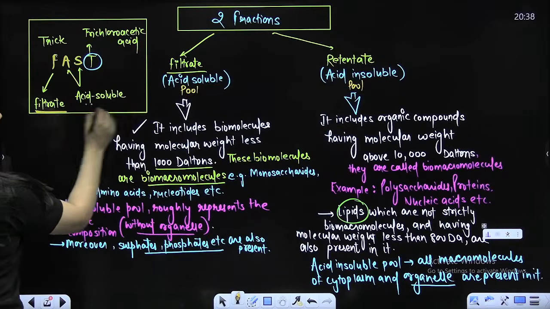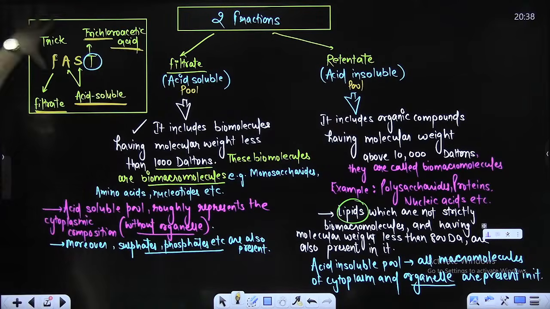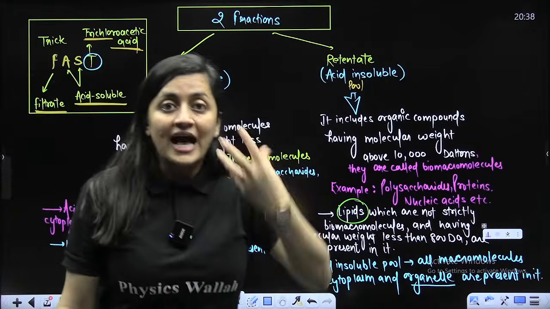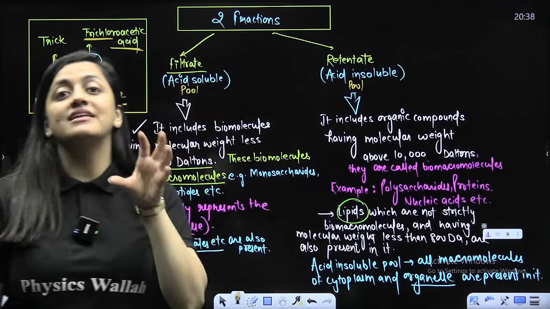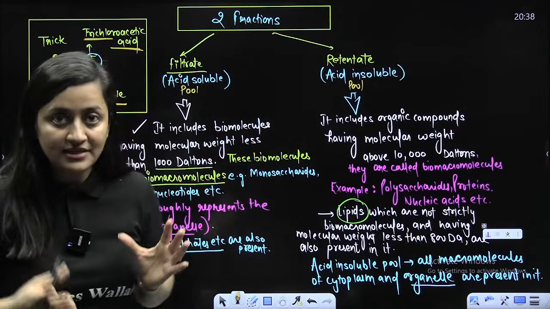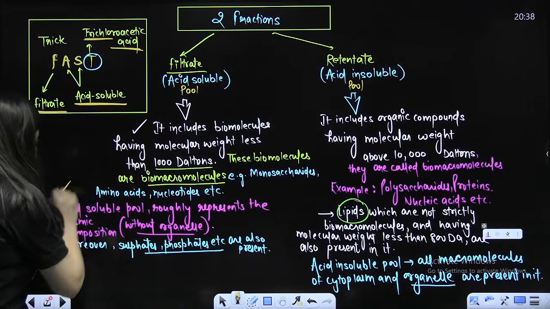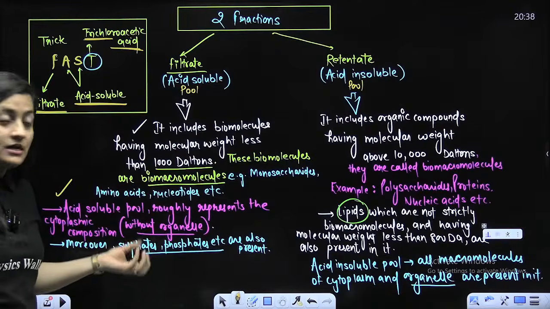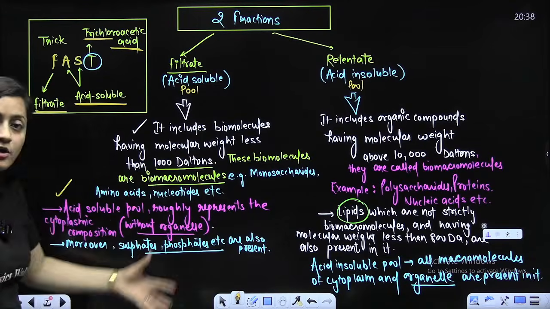That is, the filtrate is acid soluble. Which acid are we talking about? We are talking about trichloroacetic acid. This acid soluble pool, when it comes to the organic compounds present in it, they are biomicromolecules. Their molecular weight is less than 1000 Dalton, somewhere in the range of 18 to 800 Dalton. Moreover, this acid soluble pool roughly represents the cytoplasmic composition, whatever is there in the cytoplasm, without organelles. So sulfates and phosphates are also present here.